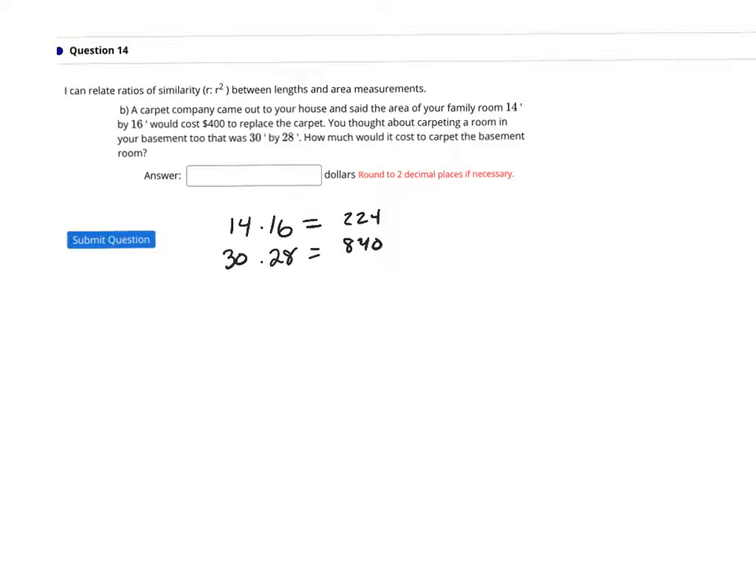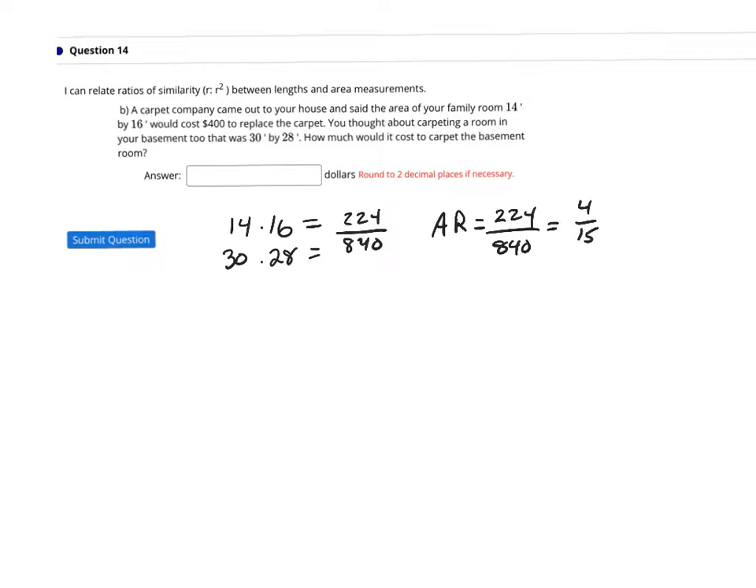Now, these are the two areas, so that's the ratio of the areas. What I want to do is reduce that ratio. So take my area ratio of 224 over 840 and reduce that ratio. That reduces to 4 over 15.